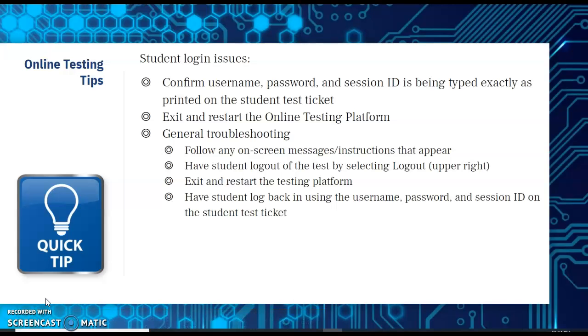If a student has login issues, these are some of the things that could be done to correct the problem. We should confirm the username, password, and session ID are being typed exactly as printed on the student test ticket. Also, we can exit and restart the online testing platform. Other general troubleshooting includes following any on-screen messages or instructions that appear, having the student log out of the test by selecting Log Out, exiting and restarting the testing platform, or having the student log back in using the username, password, and session ID on the student test ticket.